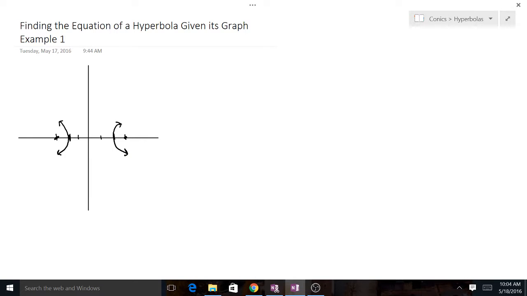Hey guys, so in this video we're going to find the equation of this hyperbola after we're given this graph right here. So first thing I would do is write down what equation we're going to be finding. And as you know, a hyperbola is either (y minus k) squared over a squared minus (x minus h) squared over b squared equals 1, or it's (x minus h) squared first over a squared minus (y minus k) squared over b squared, also equal to 1.